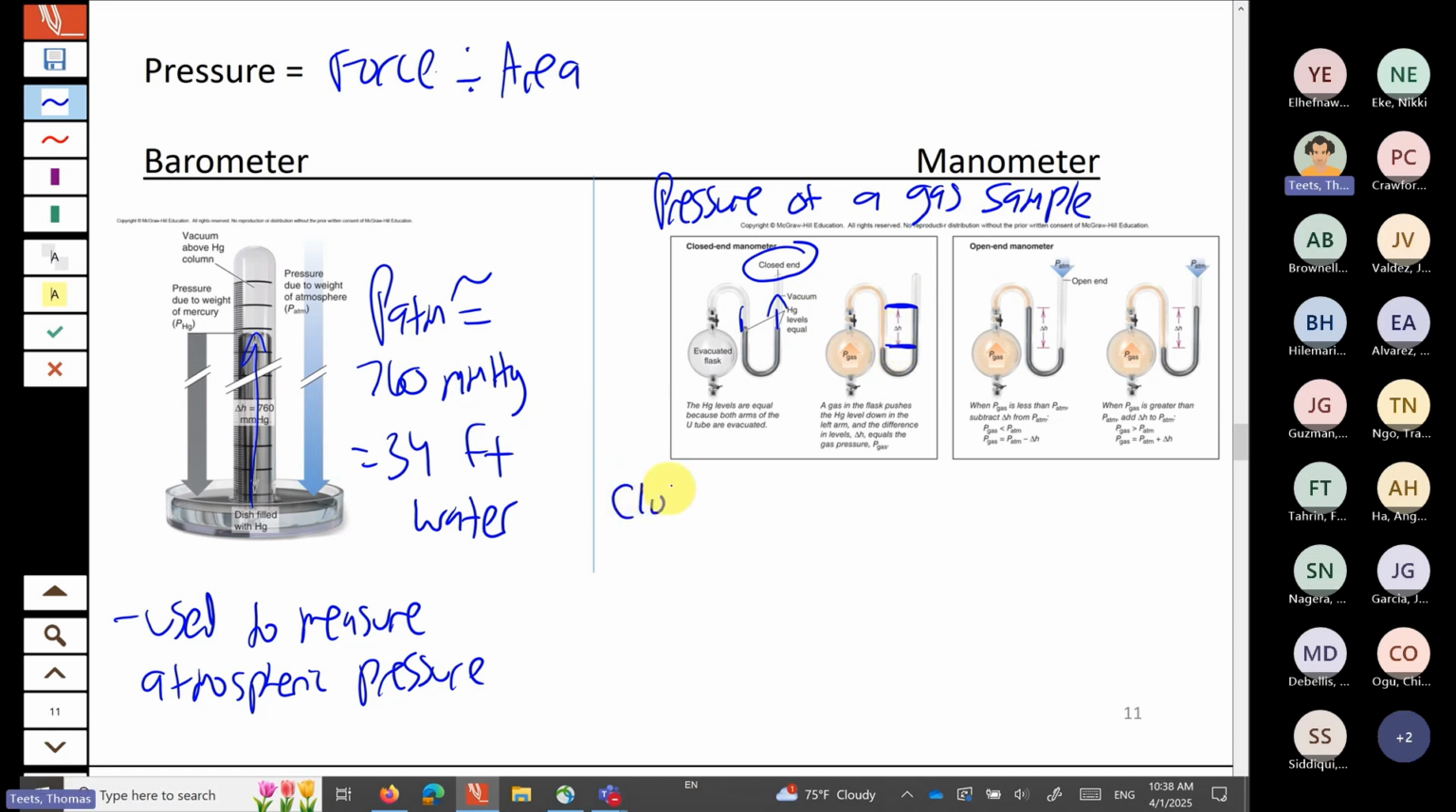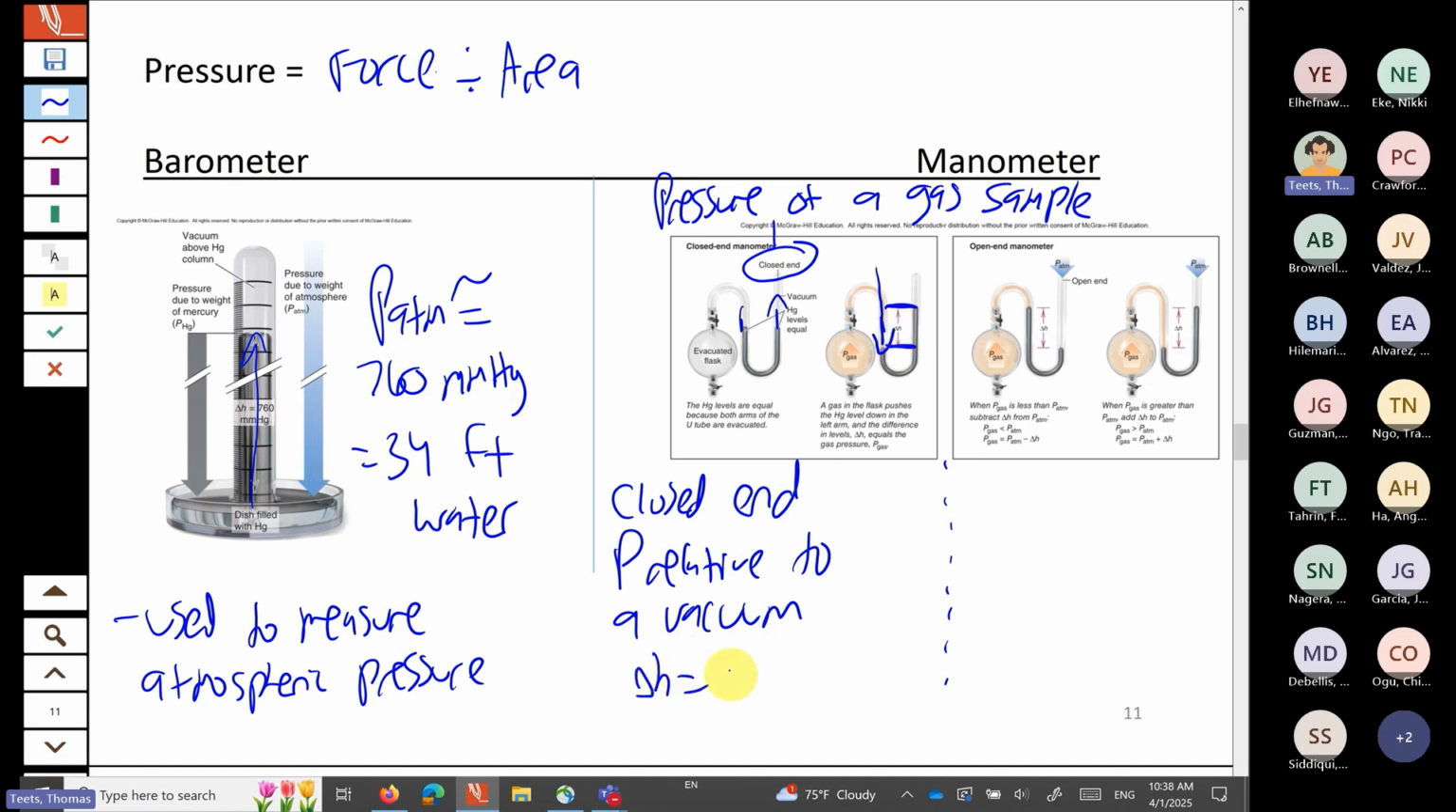So in a closed-end manometer, which is shown here on the left, you're measuring the pressure relative to vacuum, or in other words, you're measuring the absolute pressure, because here there's no pressure on the other side coming from this direction. It's just the pressure of the gas pushing down this way, nothing opposing it. And so you're going to measure a difference in height between the two sides, and that's going to be equal exactly to the pressure of the gas in millimeters of mercury. So again, that's the typical unit we're starting with, millimeters of mercury.